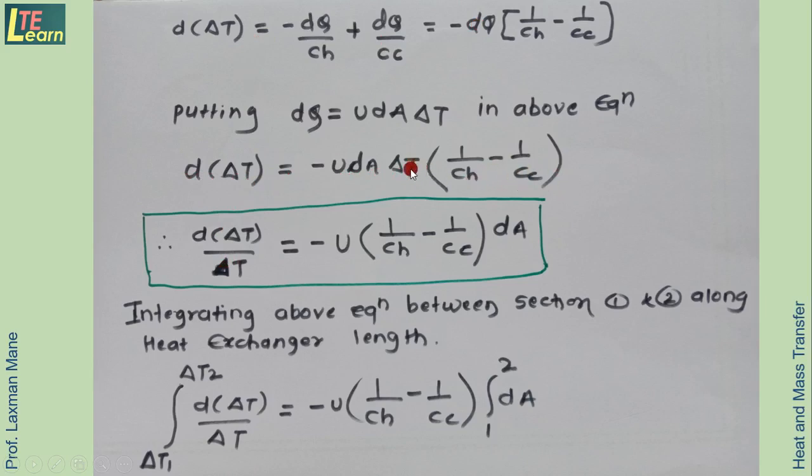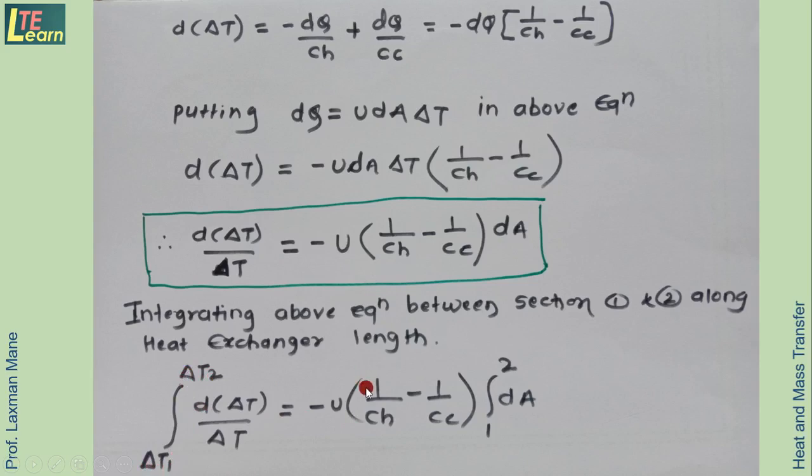Now this delta T we will bring on the left side. So here it will come at the denominator, and the right side remaining terms. This we have done for the integration purpose. So integrating the above equation between the limits 1 and 2, where 1 is the inlet, 2 is the outlet along the heat exchanger length. So integration of the left side: the lower limit is delta T1, the upper limit is delta T2.